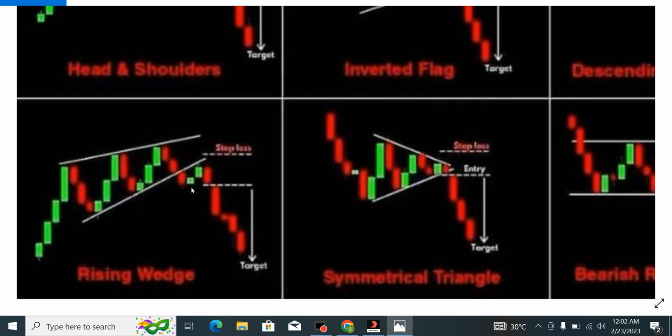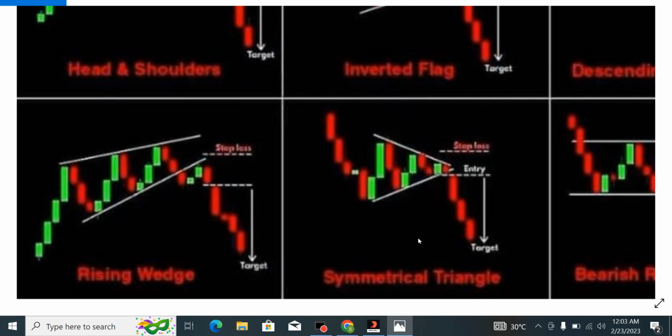So it came down below the support zone, and of course guys, once this happened, you just come in on the next bearish candle. Okay, so that is it. So you come in and set your stop loss at the tip of this trend line. Okay, so that is it.